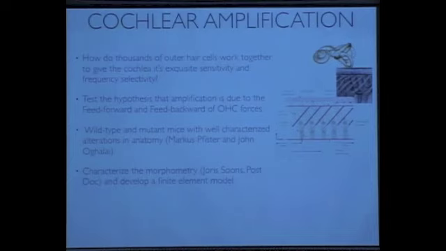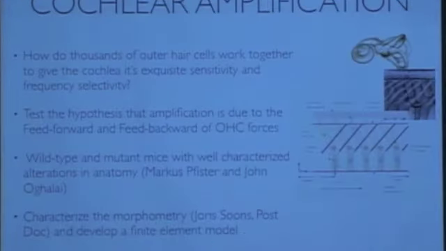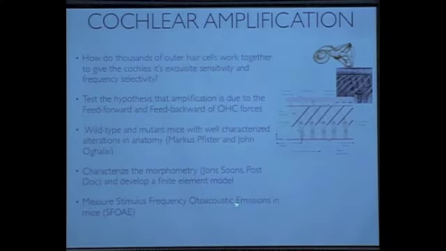So we're working on characterizing the morphometry of that. And Jar Soons, who's a postdoc from Antwerp, is in our lab, and he's going to develop a finite element model in 3D to test this. The other thing we are looking at is measuring stimulus frequency otoacoustic emissions to inform our models whether they're correct or not, and test these different ideas.